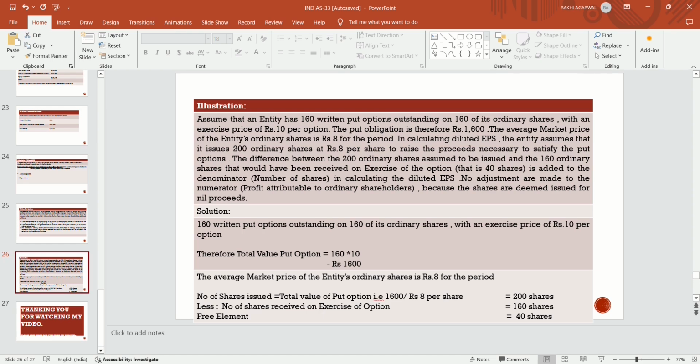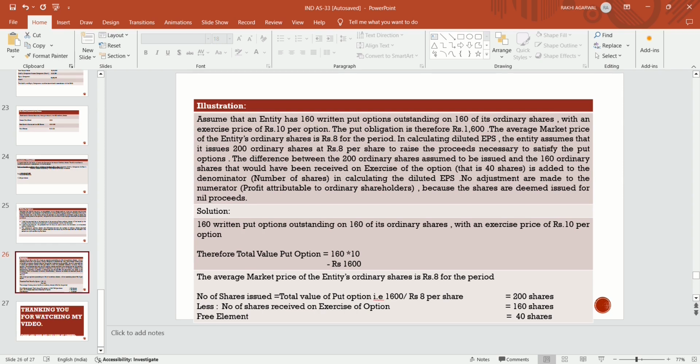Suppose that an entity has 160 written put options outstanding on 160 of its ordinary shares with an exercise price of rupees 10 per option. The put obligation is therefore 1600, because 160 into 10 is 1600. The average market price of the entity's ordinary shares is rupees 8 per share for the period. In calculating diluted EPS, the entity assumes that it issued 200 ordinary shares at rupees 8 per share.